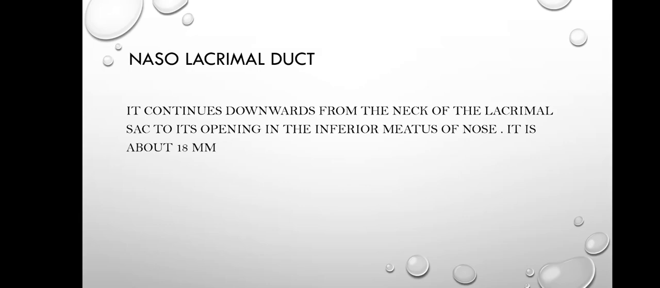The intramembranous part of the nasolacrimal duct lies within the mucous membrane of the lateral wall of the nose. The opening of the nasolacrimal duct in the inferior meatus is situated at a depth of about 30 to 40 mm from the anterior nares.